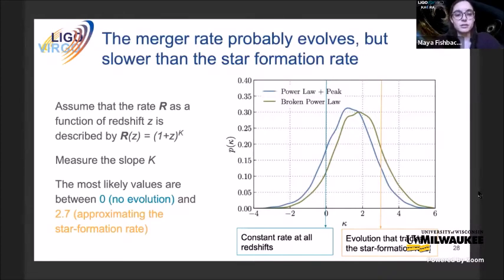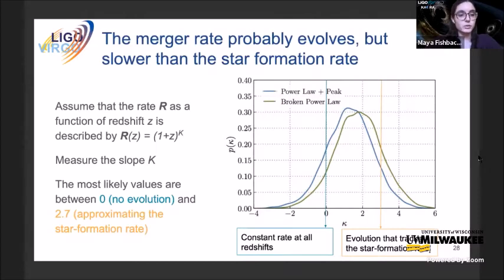And there are 2 values here that we've marked out. Kappa equals 0 corresponds to no evolution, so the rate is constant across cosmic time. And kappa of around 2.7 is close to the evolution that tracks the star formation rate at low redshift. So you can see the bulk of our posterior inference is between these 2 values.